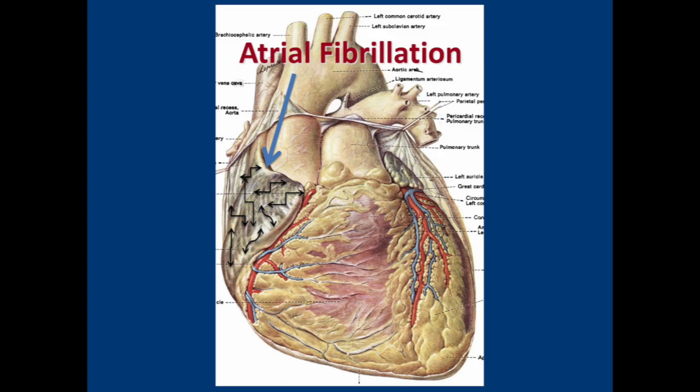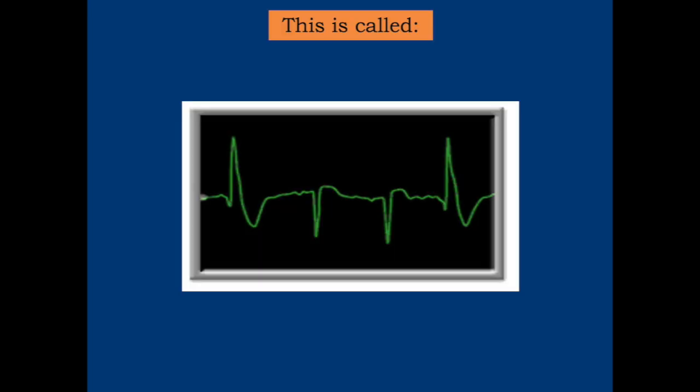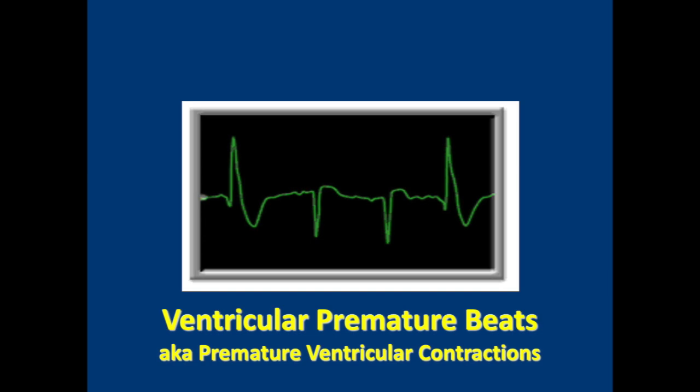And in just a bit, we're going to see that same chaotic rhythm down in the ventricles. This is called these odd looking QRS waves. I know that the P, QRS, and T are upside down in this, but these odd looking waves are called ventricular premature beats, or VPBs. They're also called PVCs, premature ventricular contractions.